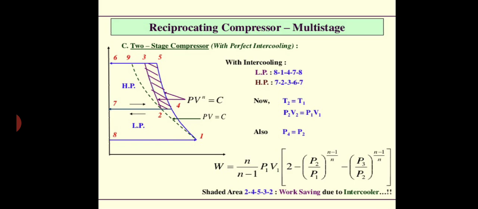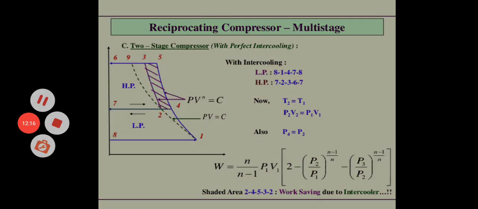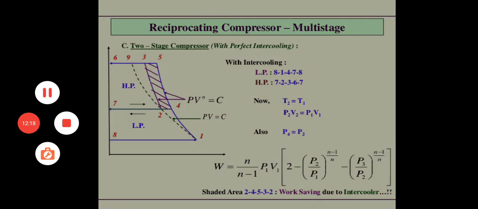So when there is perfect intercooling between the stages, we have saved some amount of work. The shaded portion in this figure on the PV plot, 2 to 4, 4 to 5, 5 to 3, 3 to 1, is the saving of work due to the intercooling. So we have found the work done for perfect intercooling, and we have saved work as shown in the shaded portion of the PV diagram.